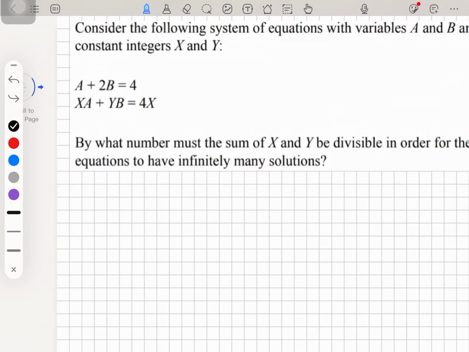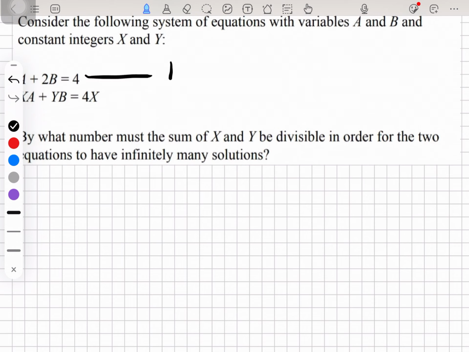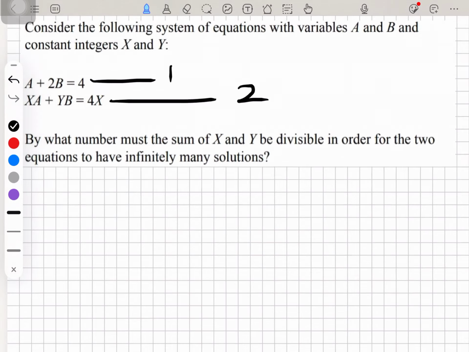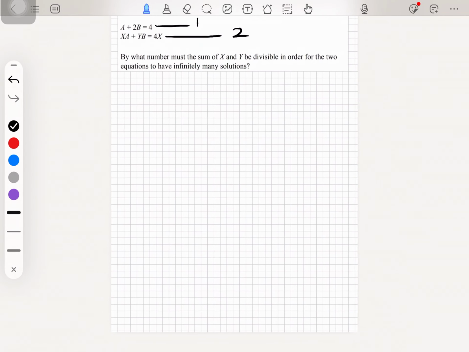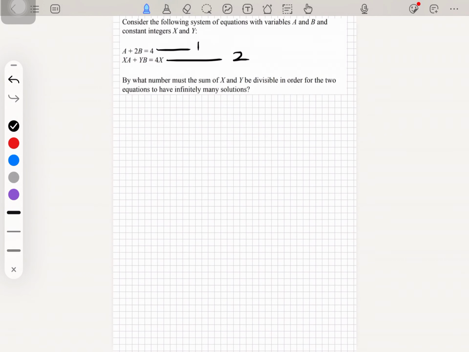So these are the two lines. This is the first equation. This is the second equation. a plus 2b is equal to 4, xa plus yb is equal to 4x. By what number must the sum of x and y be divisible in order for the two equations to have infinitely many solutions? So for two equations to have infinitely many solutions, those two equations must be coincident.